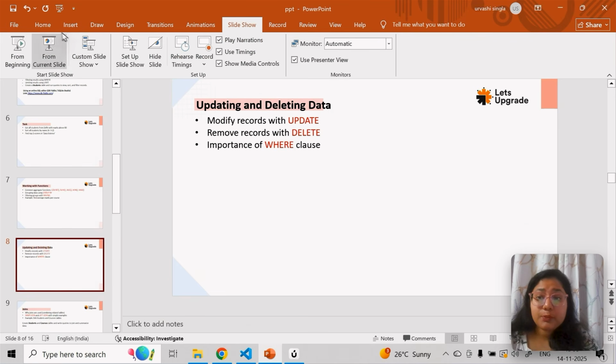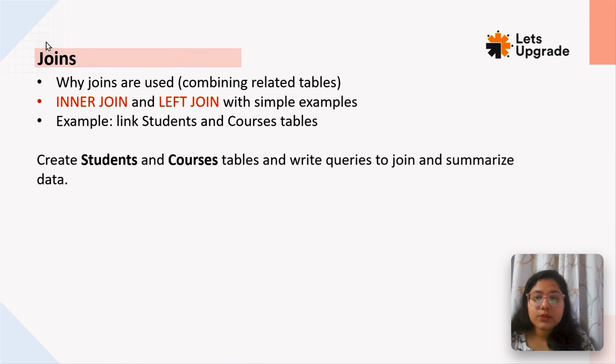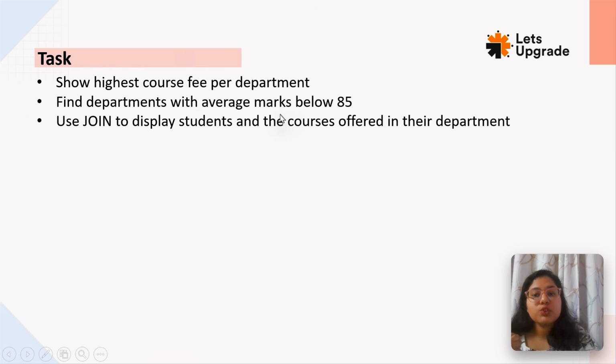Now based on this, these are some tasks you can do. You can show the highest course fees per department. You can find departments with average score or marks greater than 85. Or you can use a join to display students and courses offered in their department. This is the next part that you can practice. Let's move on to the next part now.